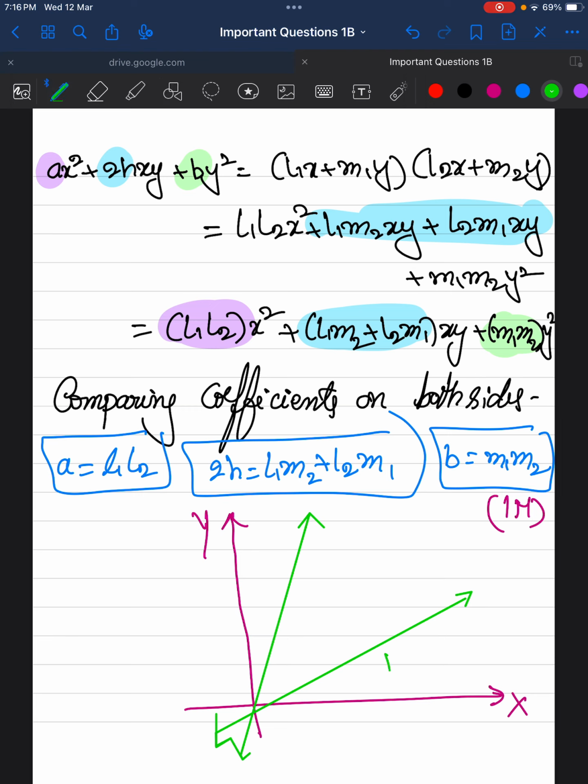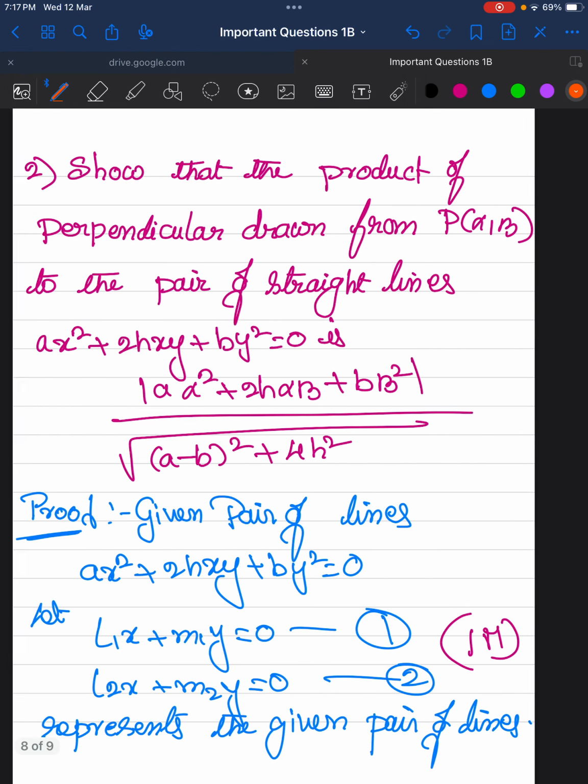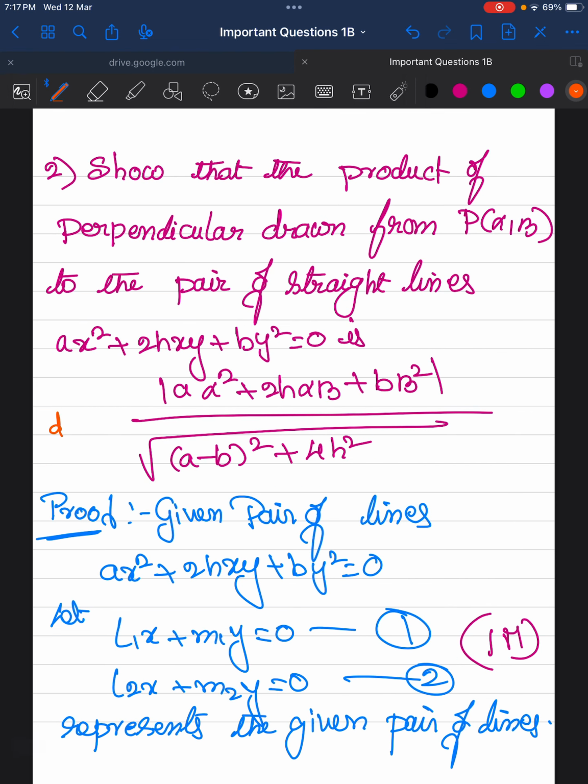Can I take this as first and this as second. Now there is a point, P alpha beta. From this point we draw one perpendicular to the first line and another perpendicular to the second line. If these perpendicular distances are d1 and d2, then you need to show that the product of perpendiculars d1 d2 is equal to mod of a alpha square plus 2h alpha beta plus b beta square. All this you need to prove.